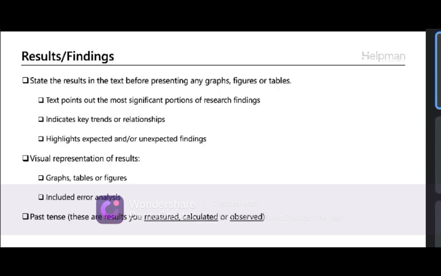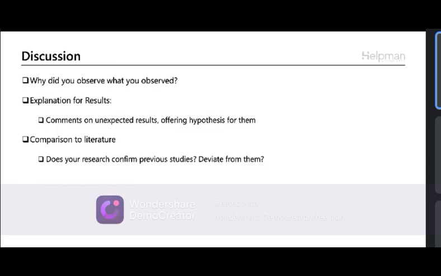Then, when you finish results and findings, then the discussion. So your discussion needs to do 3 things. Number 1, your understanding of why you think you observed those results. Your understanding of why you think those results were observed. So let me tell you one thing.